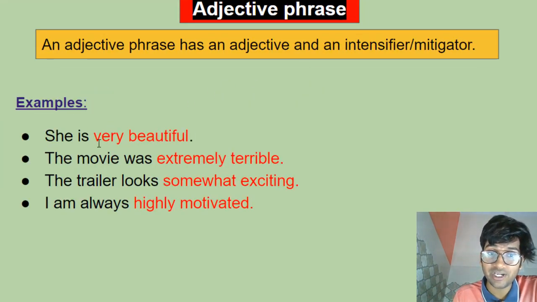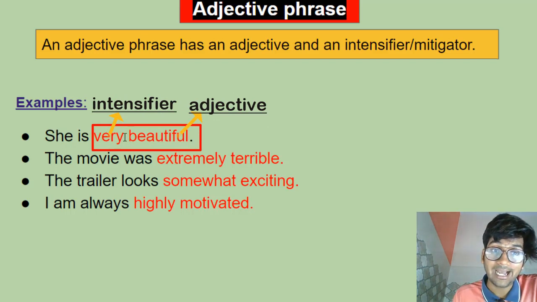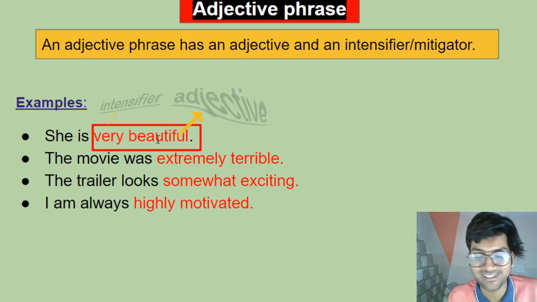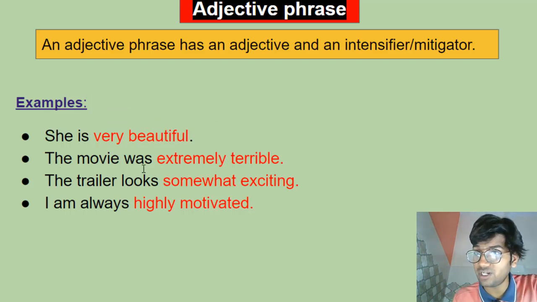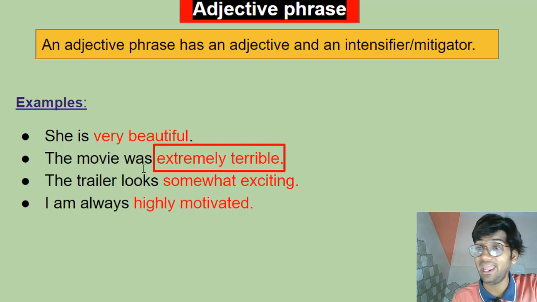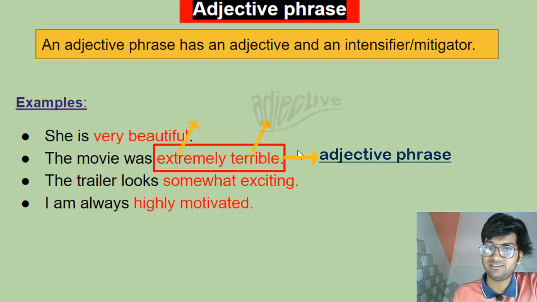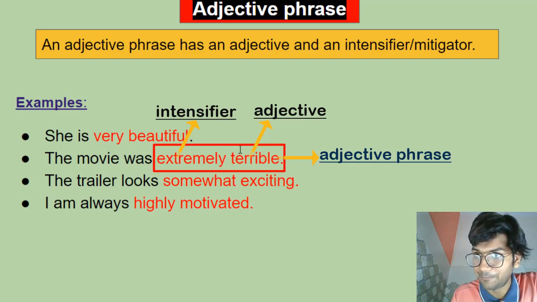Example number one, she is very beautiful. How? She is very beautiful. Beautiful is the adjective, very beautiful is the adjective phrase, and very is an intensifier that's intensifying the meaning of the adjective beautiful. How beautiful? Very beautiful. Okay, so very beautiful is an adjective phrase here. The movie was extremely terrible. The movie was how? Extremely terrible, right? So extremely terrible is the adjective phrase, terrible is the adjective, extremely is an intensifier that's making the adjective stronger, right?